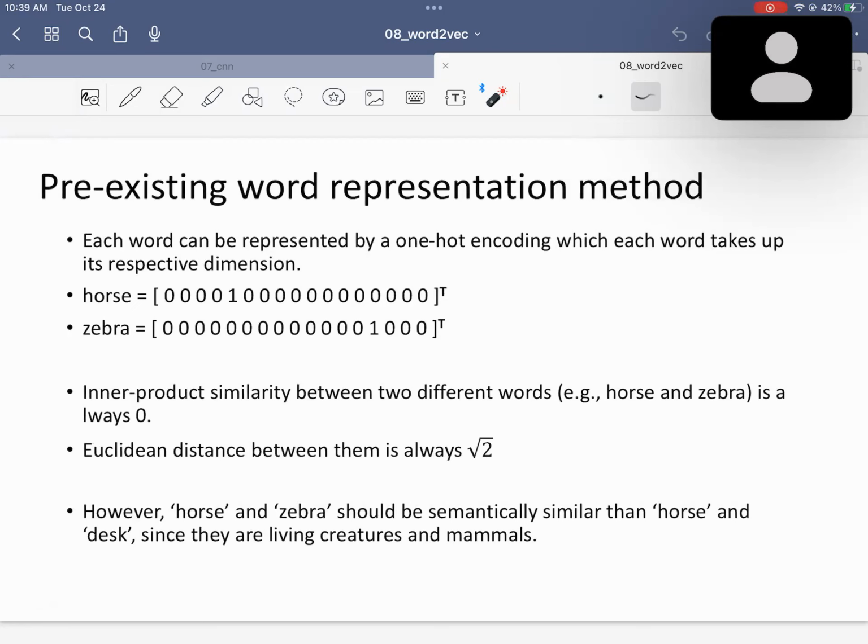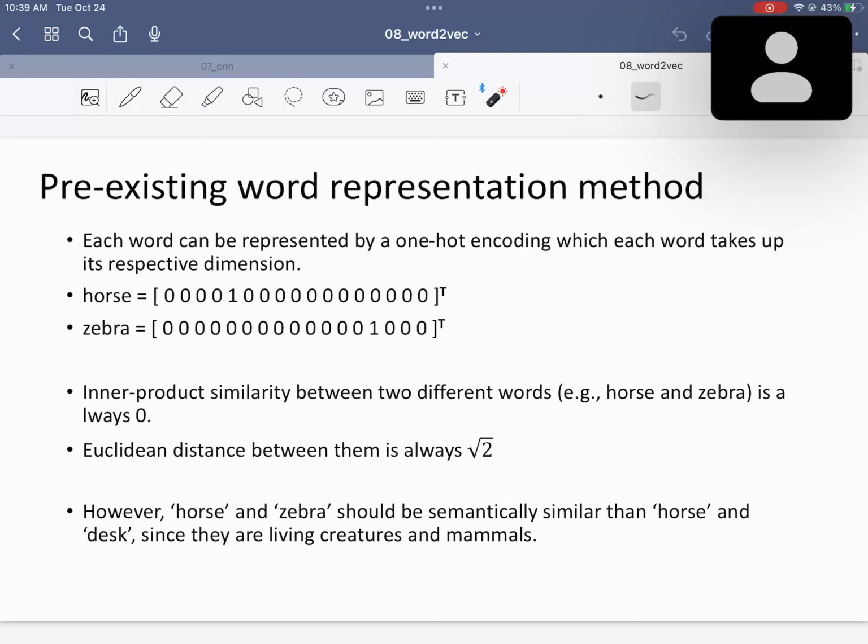For example, if your dictionary consists of maybe 20 words, and you have horse and zebra in them, and you want to represent horse. Horse starts with H, and zebra starts with Z, so maybe they could be here and here. What happens now? Horse and zebra are semantically similar, right? They're all different types of horses. The first one starts with H, the other one starts with Z, so syntactically, it doesn't have any similarity. It's the semantics that we want to capture.